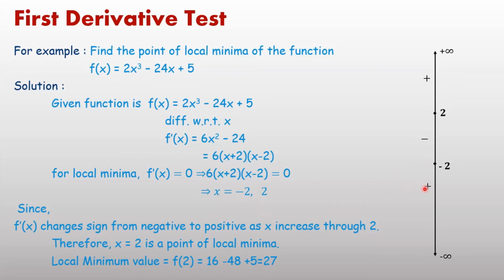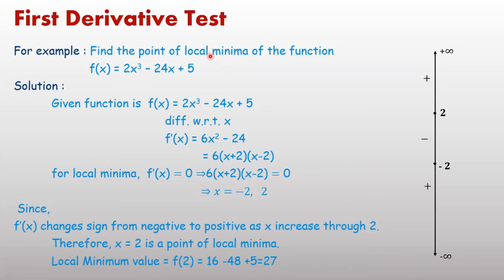If it changes from positive to negative, then this point is known as a point of local maxima. And if negative to positive: at x equal to 2, f dash x changes sign from negative to positive as x increases through 2. Therefore, x equal to 2 is a point of local minimum, and the local minimum value equals f(2), and after solving you are getting 37. The local maximum value you are getting is 37 and here 27. I hope the steps are clear.